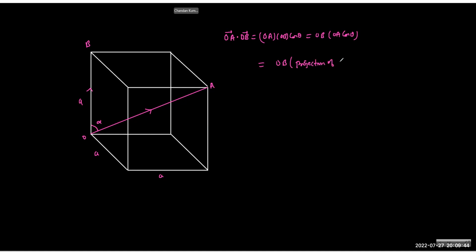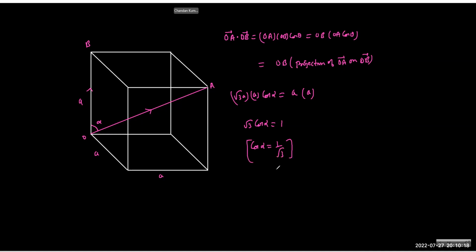what? OA vector onto OB vector. And now we can put in the definition. OA, which is √3A, OB, which is A, cos alpha is OB, which is A, and this is also A. Correct? Yeah. So you can see what we cancel out is √3 cos alpha is 1. So cos alpha is 1 by √3.